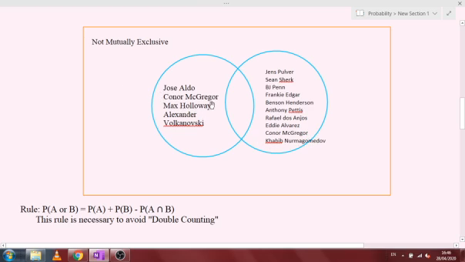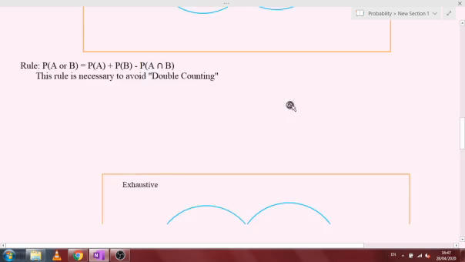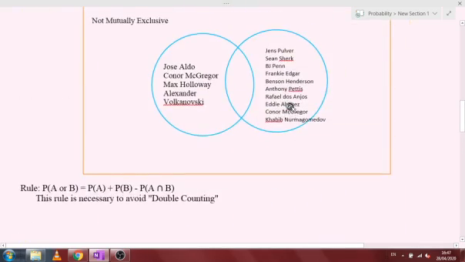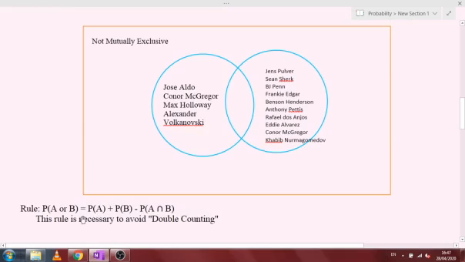So these are not mutually exclusive. Being champion of one means you could be champion of the other. In fact, Conor McGregor, as you see here in both lists, was both the champion at this weight and the champion at this weight. So our rule here is you would have to watch out for this.